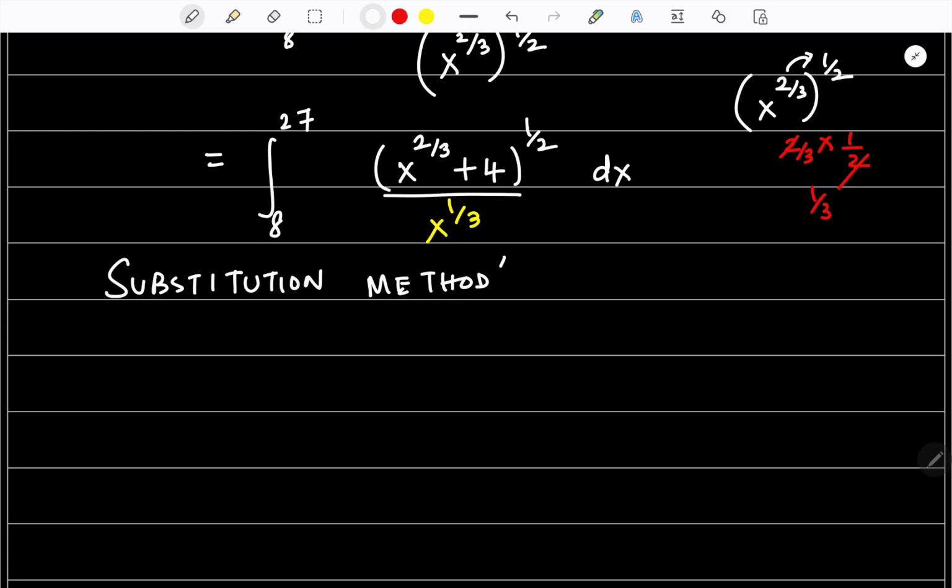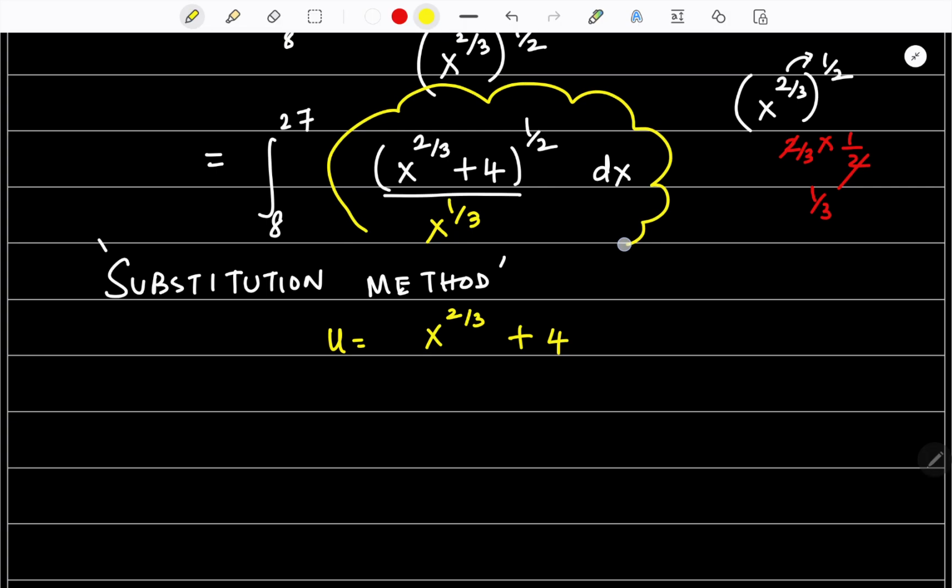The term which is very much complicated, we will call it u, right? So let's call u equal to, the complicated term, x to the power of 2 by 3 plus 4, right? What is the substitution method? You have to convert everything, all these things, in terms of what? t or u. Sometimes some teachers use t. So u, right. So now I'm going to find du by dx, the derivative of this one.